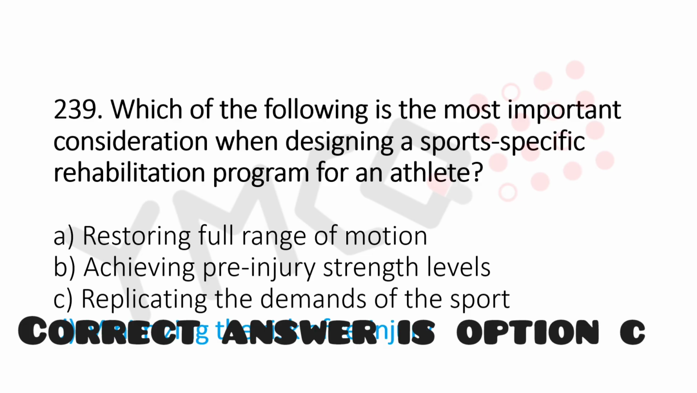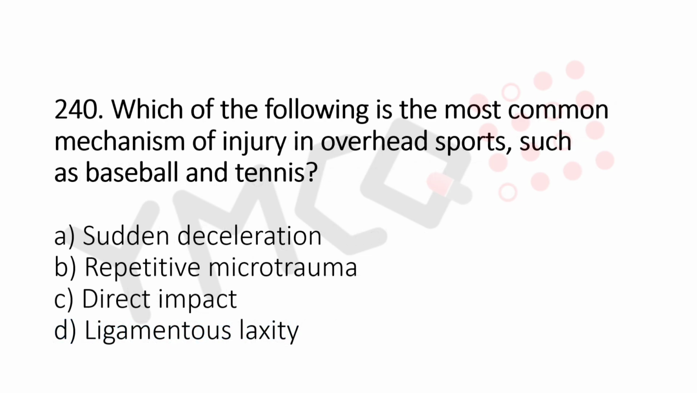Now let's move to question number 240. Which of the following is the most common mechanism of injury in overhead sports such as baseball and tennis? Option A, sudden deceleration. Option B, repetitive microtrauma. Option C, direct impact. Option D, ligamentous laxity. And the answer is option B, repetitive microtrauma.